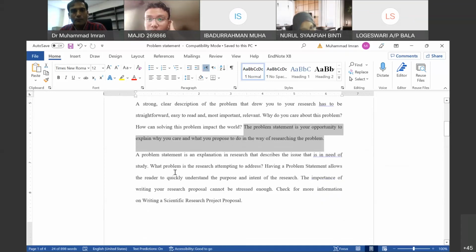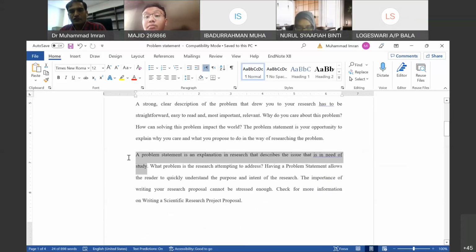Okay, and the problem statement is an explanation in the research that describes the issue that is in need of study. Issues might be, in your case, maybe low acceptance of e-learning. This is the problem, by the way. How to increase the acceptance level of students? What should we do? Okay, we have to do the research. Which factors are important? We have to consider those factors.